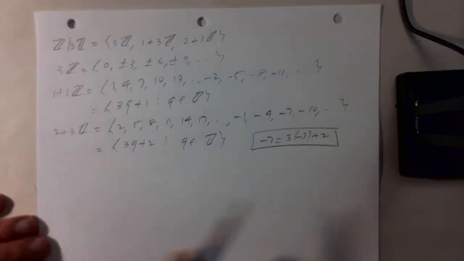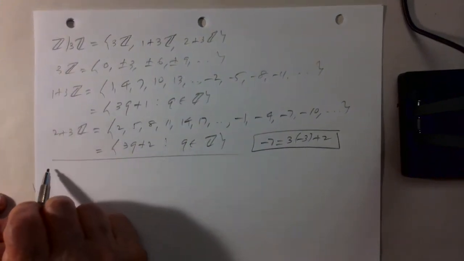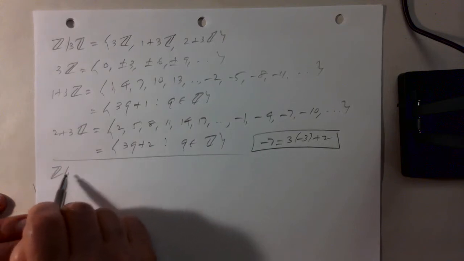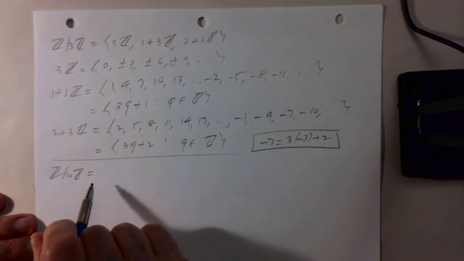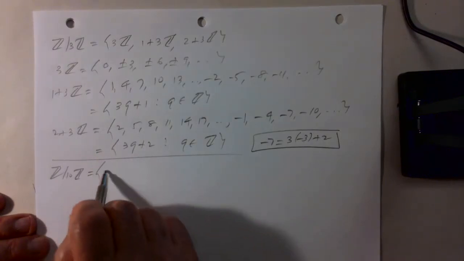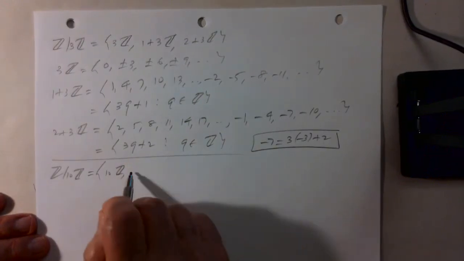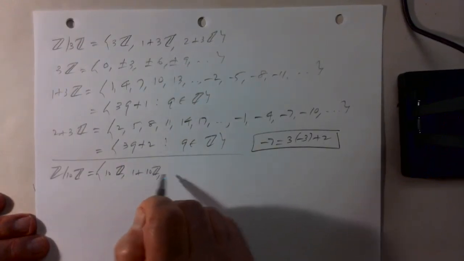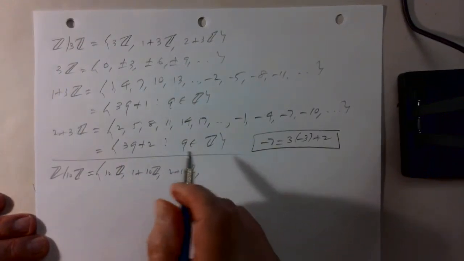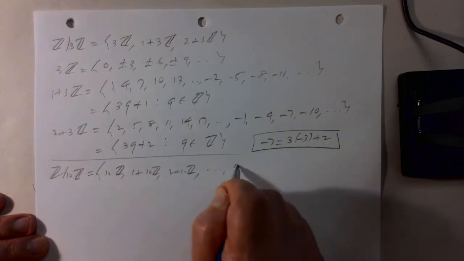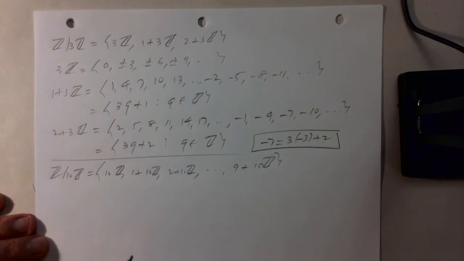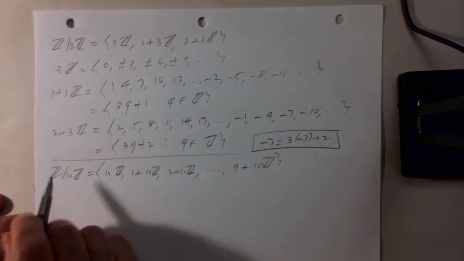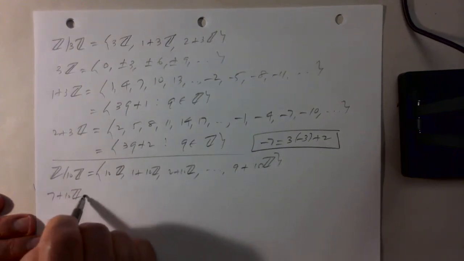Let's look at one last example. What about if you take m equal to 10? Z mod 10Z will consist of all the congruence classes mod 10. So there are 10 of them. 0, 1, 2, all the way up to 9 plus 10Z. What does a congruence class mod 10 look like? Well, what is 7 plus 10Z, for example?